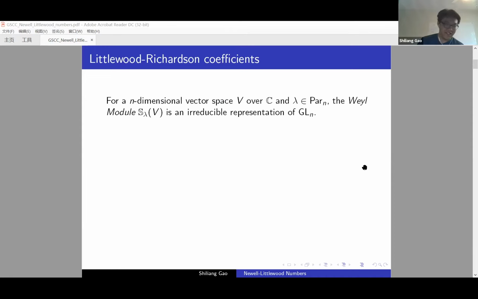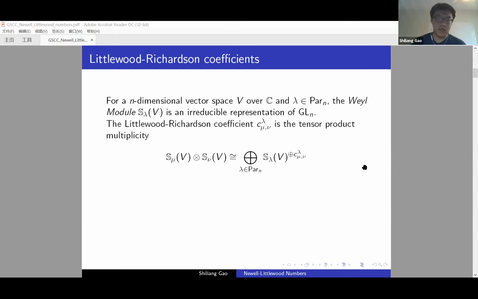So let me start with a more classical topic, the Littlewood-Richardson coefficient. For an n-dimensional complex vector space V and a partition lambda of at most n parts, the Weyl module S lambda is an irreducible representation of a general linear group. So these Littlewood-Richardson coefficients, C lambda mu nu, are the tensor product multiplicity of these Weyl modules. You take the tensor product and decompose it, and the coefficient is given by this Littlewood-Richardson coefficient. To keep it short, I also refer to it as LR coefficient.